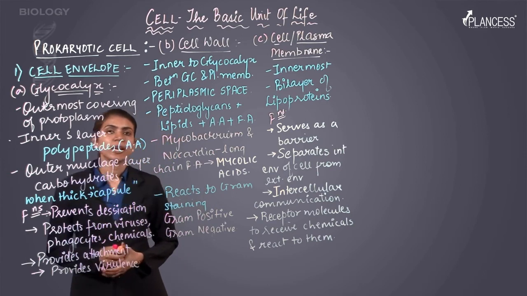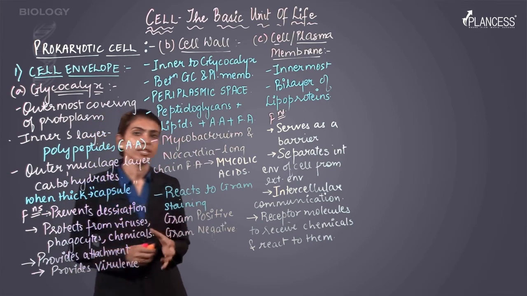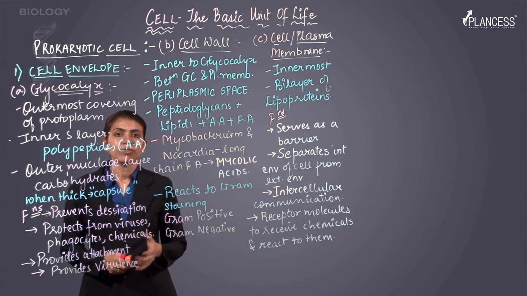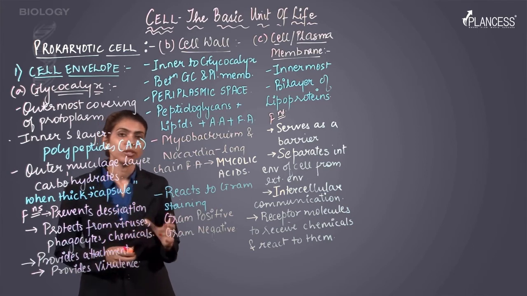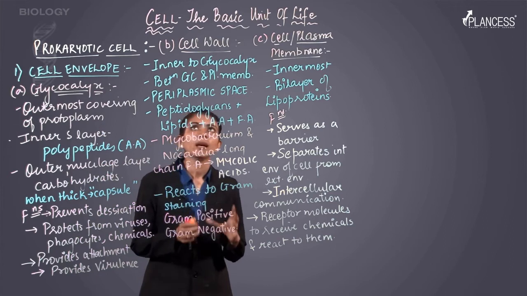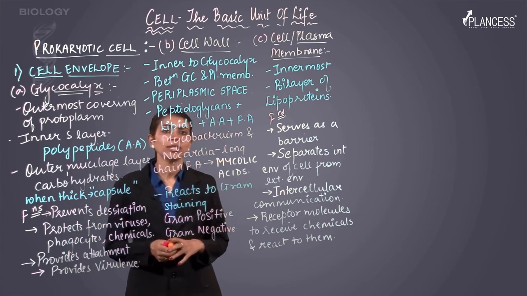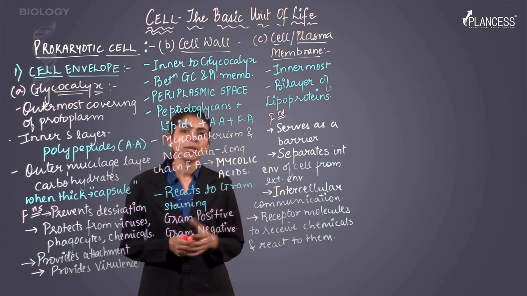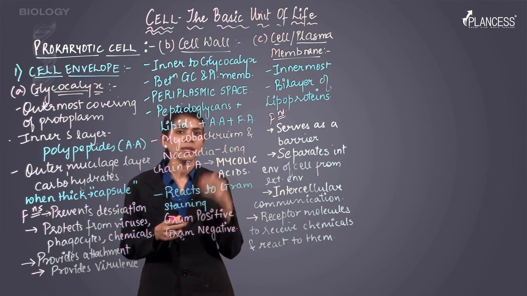The functions of the glycocalyx is that it prevents desiccation or drying up of the cell. It protects the cell from viruses, from phagocytes, and from chemicals. Also, it provides site of attachment, and it provides virulence to the cell. Coming to the cell wall, which lies inner to the glycocalyx, and it lies between the glycocalyx and the plasma membrane. The space between the cell wall and the plasma membrane is called as the periplasmic space.